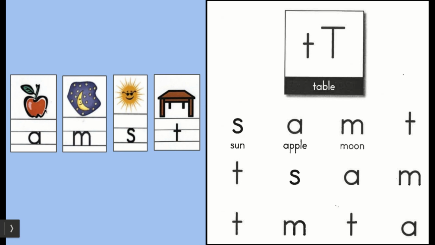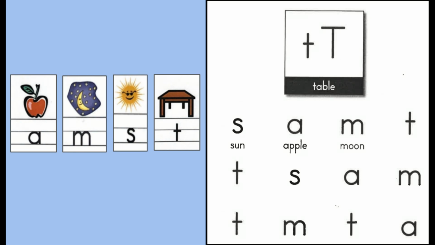A, like an apple, represented by the letter A. M, like moon, represented by the letter M. S, like sun, represented by the letter S. And finally, our new sound, T, like table, and that's represented by the letter T.